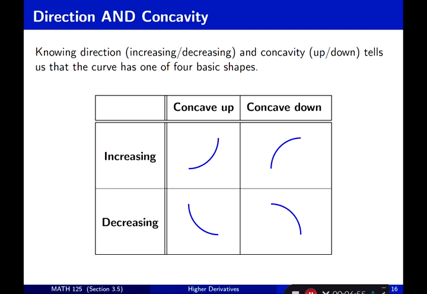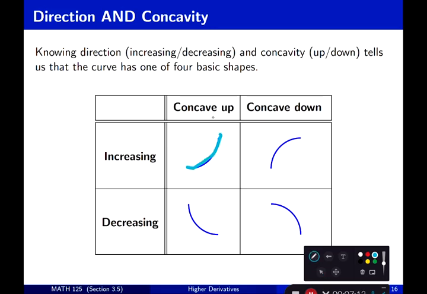Many reasons. One of them is the shape of the graph. If the function is increasing and the concavity is upward, basically it's going to look like that. If the concavity is downward and increasing, like that. And if it's decreasing, concavity up like this, decreasing, concavity down like that.